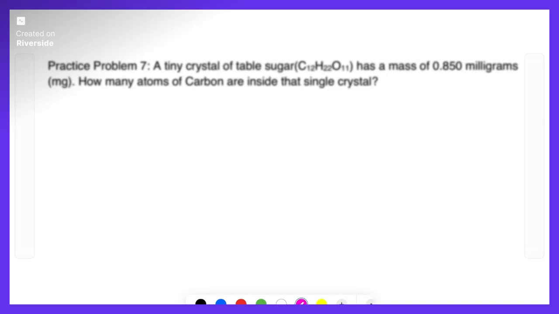Let's do one last problem that uses everything we learned in this video to finish our dimensional analysis introduction. So let's look at this problem. It says a tiny crystal of table sugar, C12H22O11, has a mass of 0.850 milligrams. How many atoms of carbon are inside that single crystal? Okay, so let's look at what we start off with. We're starting off with 0.850 milligrams, right? So let's write that down.